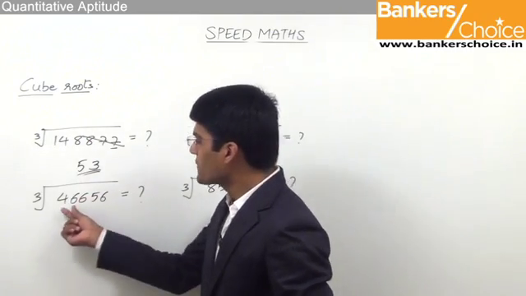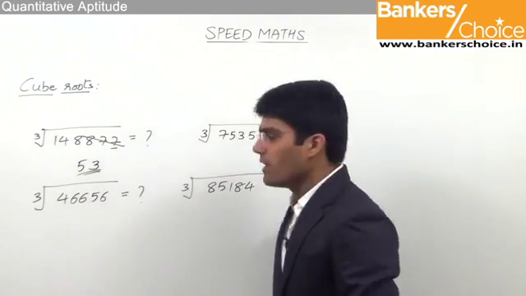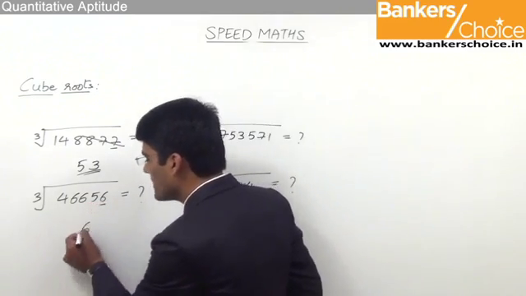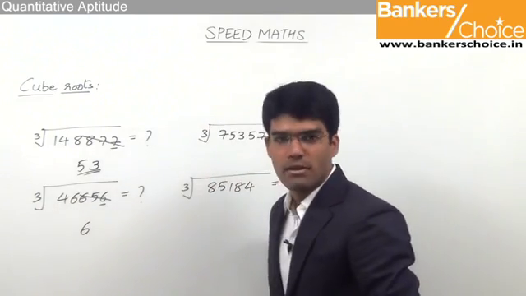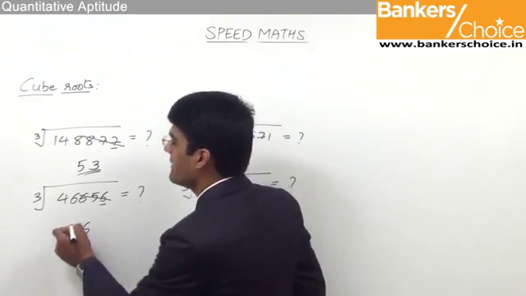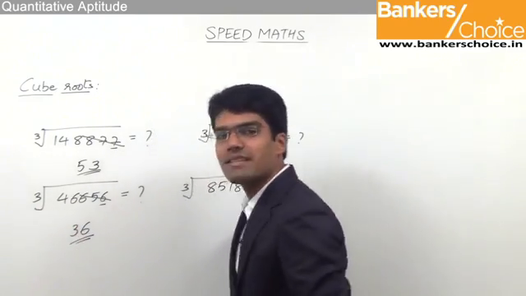The next one here is 46656. When a number ends with 6, cube root ends with 6. Leave the last 3 digits. Less than 46 and a perfect cube is 27. 27 is 3 cube. So 36 is the answer.